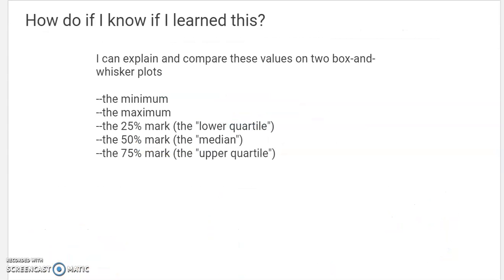If that made some sense to you, here's how you can know if it did. If I gave you 2 new box and whisker plots, could you compare the minimums, the maximums, the 25% mark, the 50%, and the 75% mark to make a reasonable judgment of which of the 2 box and whisker plots showed more or less or faster or shorter or higher or lower data? Most likely gives you things to compare.